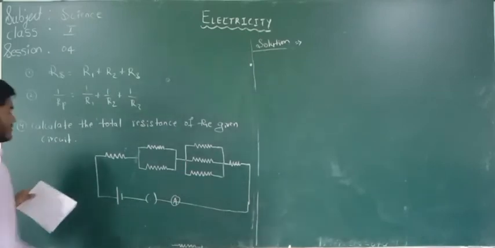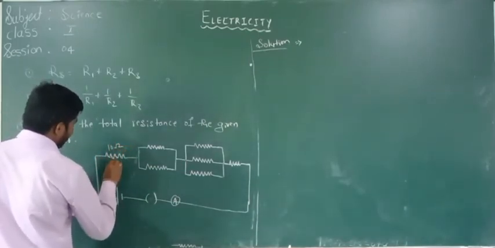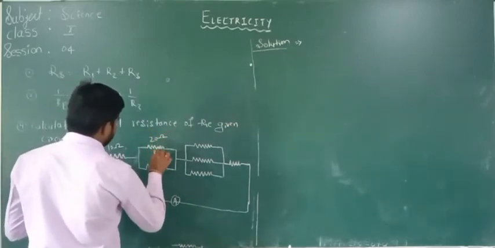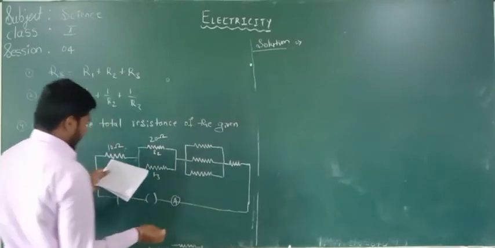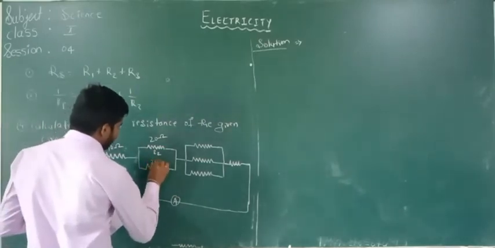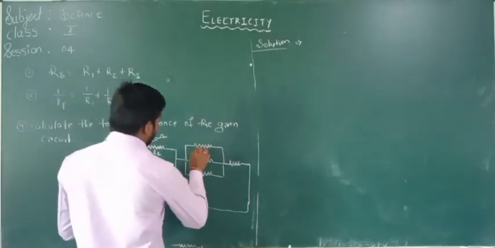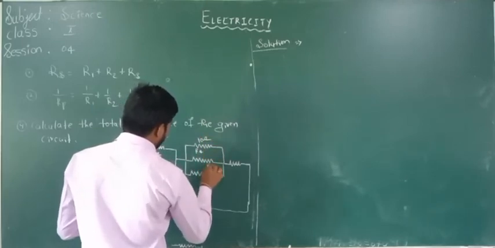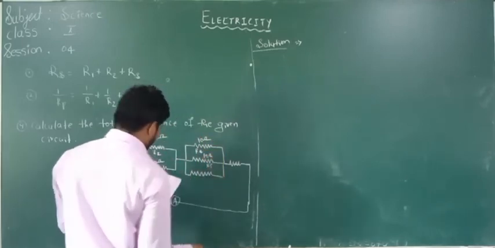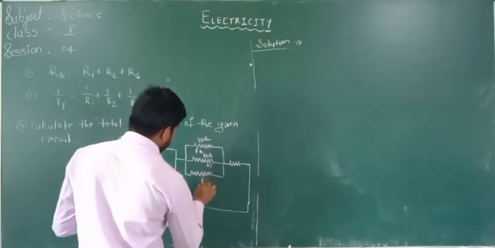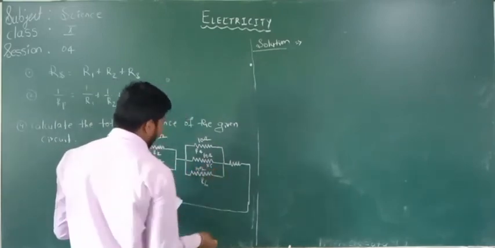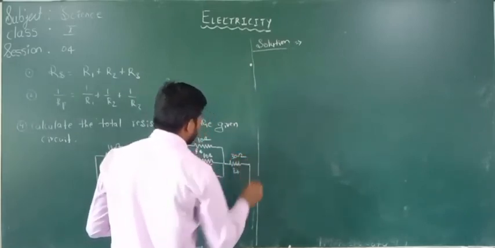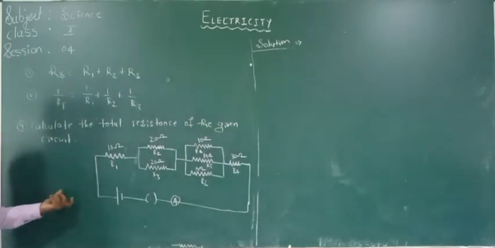See the value of the resistors here, that is 10 ohm. I am considering here R1, R2, that is 20 ohms. This is R3, the resistance of the R3 is 20 ohms, and here R4, the resistance of the R4 is 10 ohms, and R5, the resistance of the R5 is also 10 ohm, and R6, the resistance of the R6 also 10 ohm. Then R7, the resistance of the R7 is 30 ohms. You have to calculate the total resistance of this circuit.